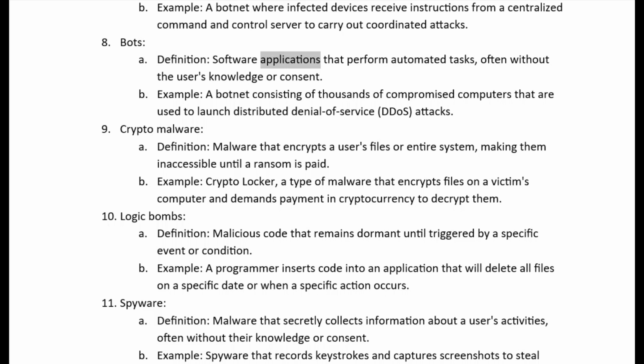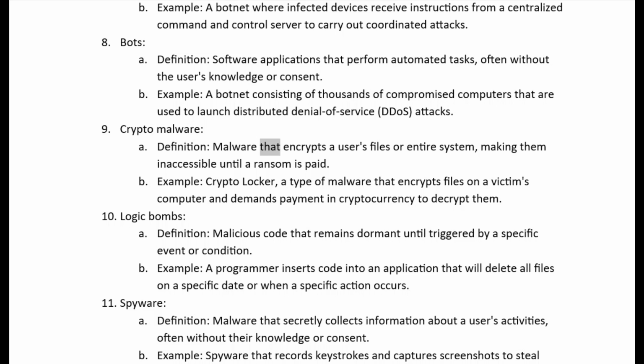Definition: software applications that perform automated tasks, often without the user's knowledge or consent. Example: a botnet consisting of thousands of compromised computers that are used to launch distributed denial of service (DDoS) attacks. Crypto malware.